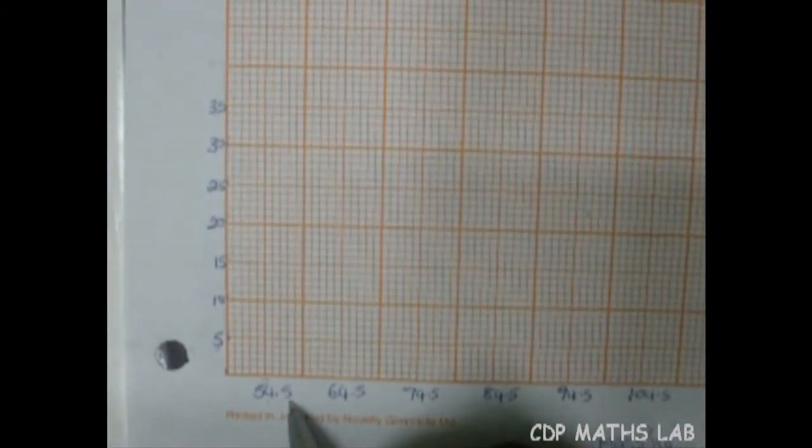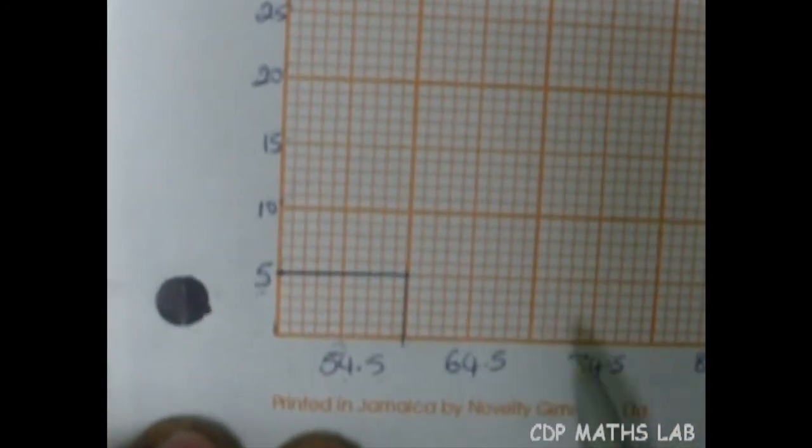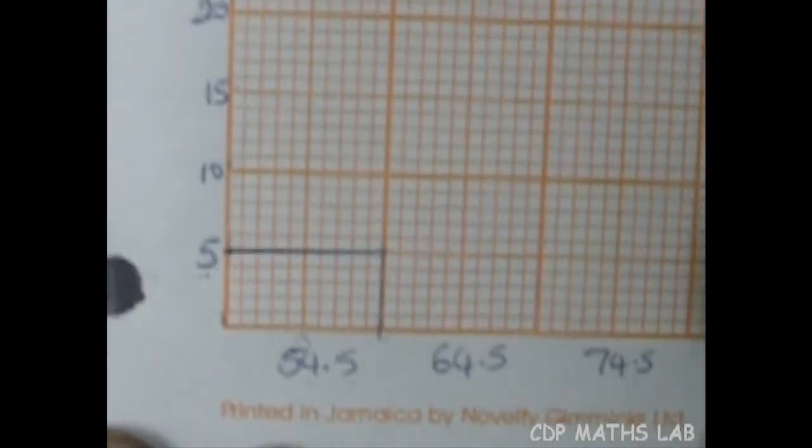Now 54.5 is the midpoint for the frequency 5. So therefore we're going to draw from here, and then you draw here, and that's your first bar graph. And remember, there's no space between the bar graphs for a histogram.